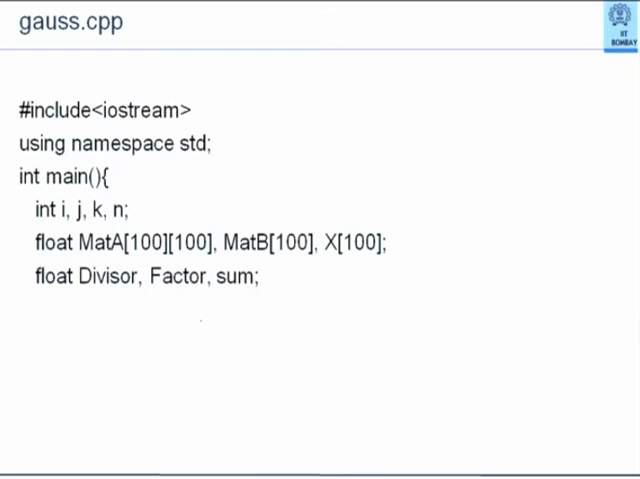Here is the program. Notice the declarations: float mat A 100 by 100, mat B 100, mat X 100. Notice these three things that I am using: divisor, factor, and sum. So divisor is what I divide every element of the row to get one there. Factor, for any subsequent row, is by what factor I should multiply and subtract the corresponding row that I am considering. And sum, of course, is to calculate for my backtracking. You know, when I do reverse substitution, then I will have to calculate some of those values which I have already found, etc.